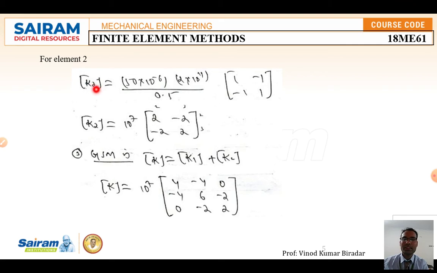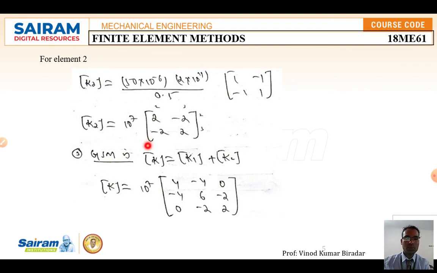Similarly, calculate the second element. For the second element, the area is going to change, so substitute A_e by the new area. So 1, minus 1, minus 1, 1. K2 is equal to 10 to the power of 7 times the matrix [2, minus 2; minus 2, 2]. Since K2 belongs to node numbers 2 and 3, the node numbers here are 2, 3. So the global stiffness matrix is equal to what?